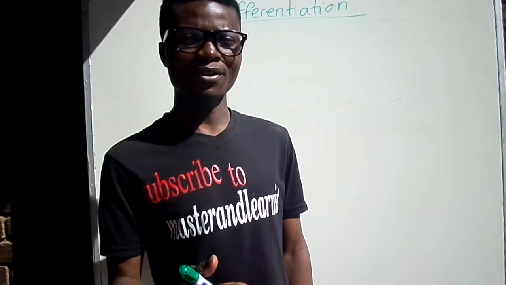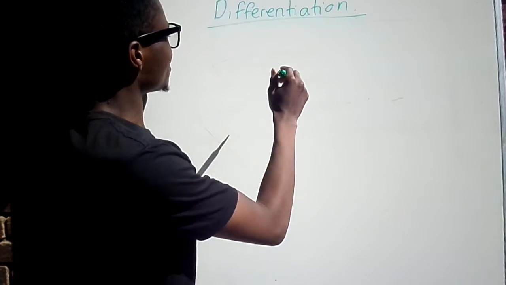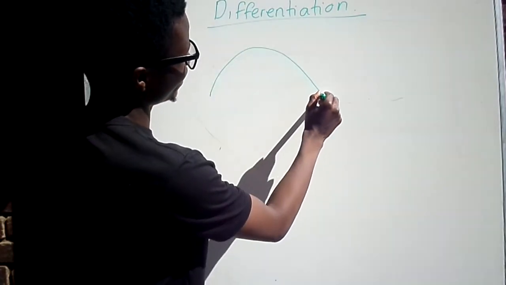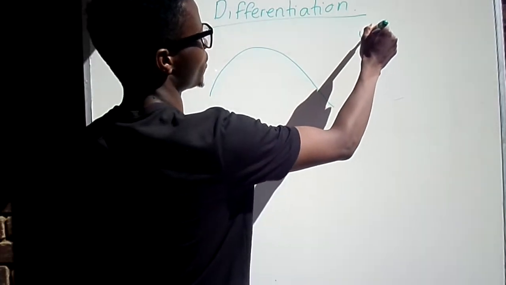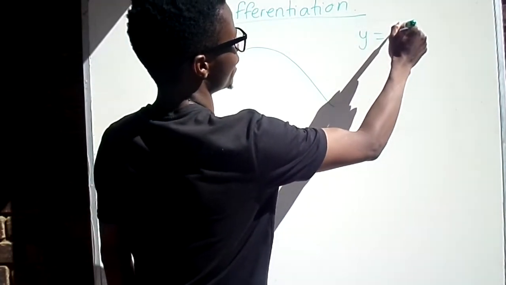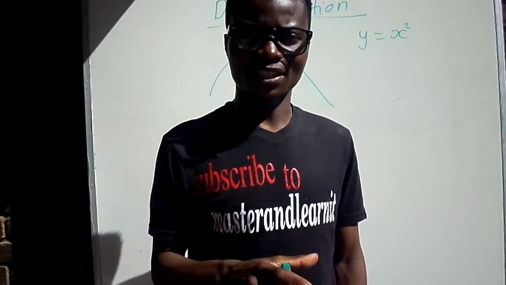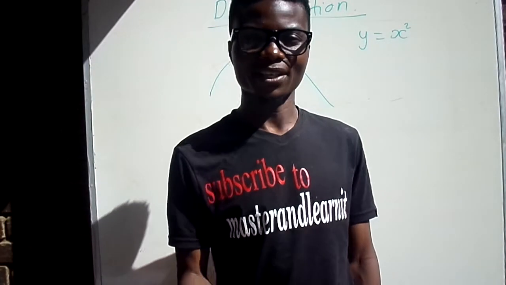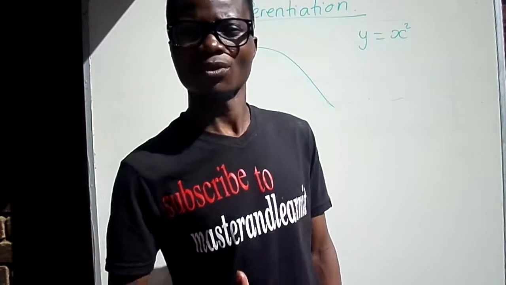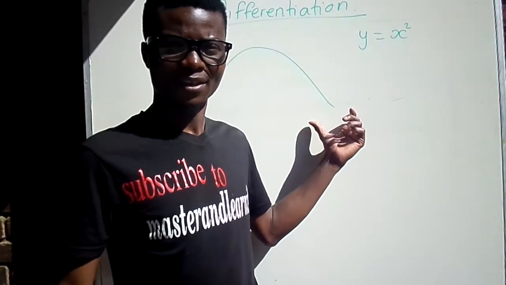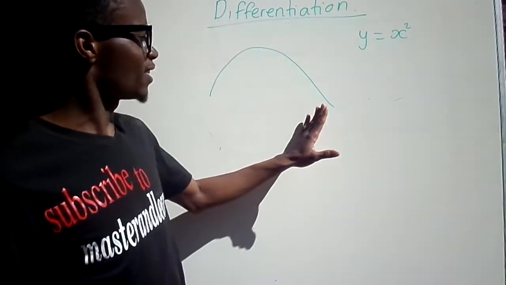But how do we calculate the gradient of a curve? Suppose we have a curve like this. I'm just going to call it y equals x squared. Remember, gradient defines direction. So we're not just talking about gradient, we're talking about direction. So what is the direction of this curve? Can we define the gradient of this curve?